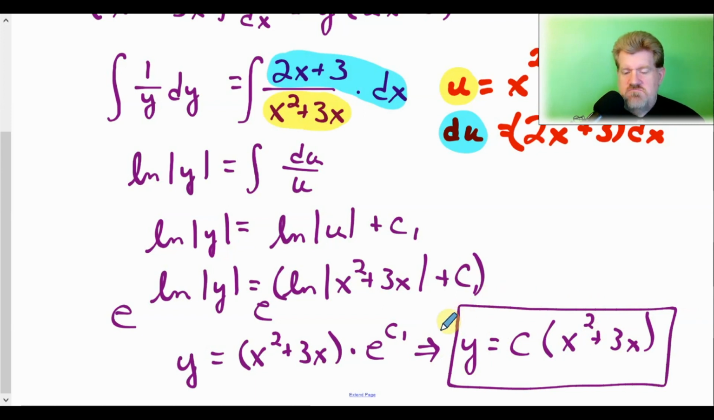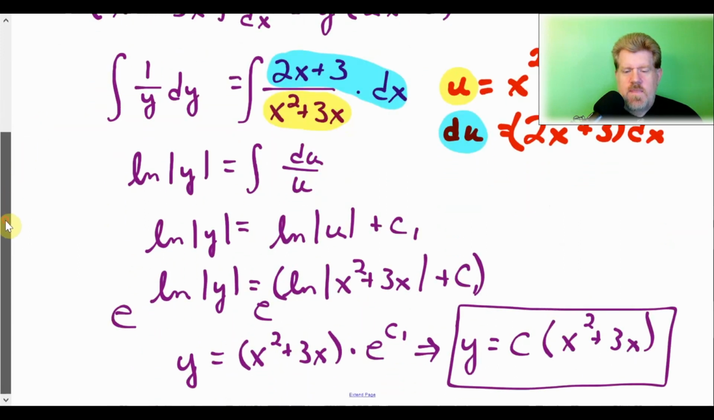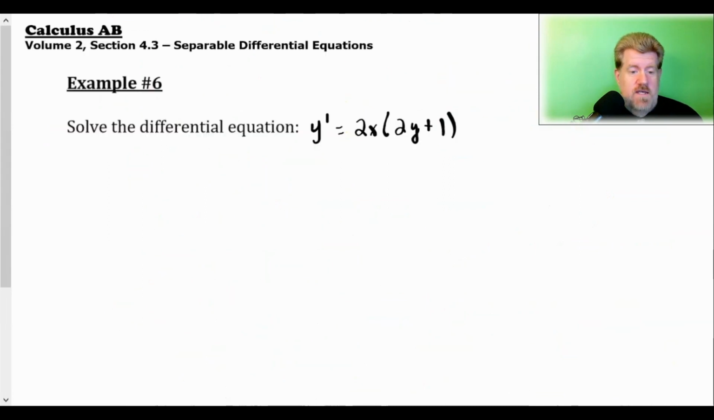Now if you want to, take the derivative of this. You'll find when we take the derivative of that, we're going to end up with that original equation right up there. Okay? That's the solution to the separable differential equation. Okay? 3 more to go.